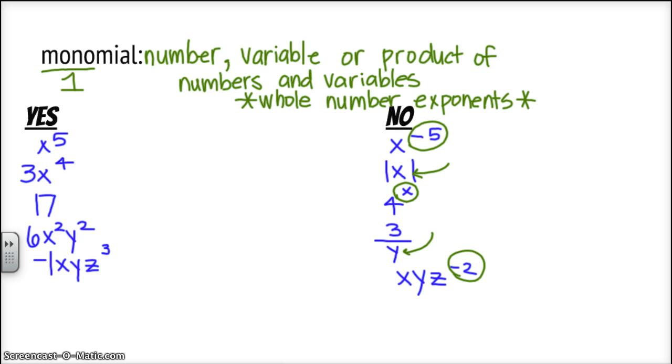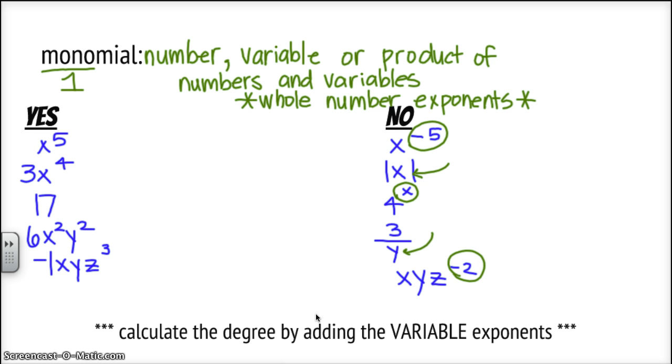Okay? Now, when we talk about these, we can calculate the degree of monomials by adding the exponents of the variable terms. So if we look at this first one, the exponent here is 5, so the degree is 5. In the second one, the exponent is 4, so the degree is 4. In the third one, there are no variables, so there's no exponents to add up. So the degree of 17 is actually 0. Okay? That one's a little bit tricky.